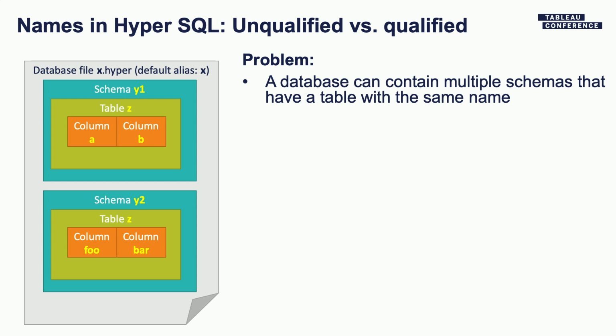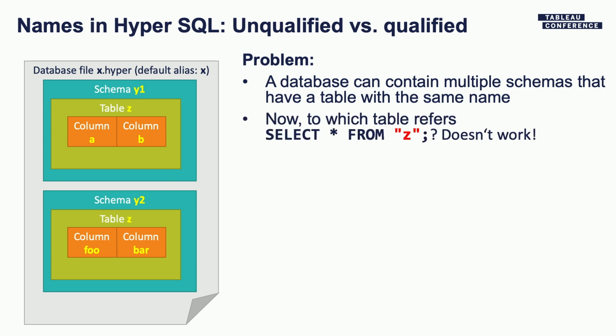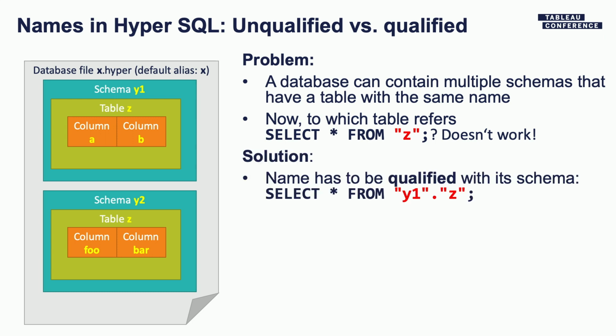First thing, names in SQL. Unqualified versus qualified. A database, so a hyperfile, can contain multiple schemas that have a table with the same name, right? In this case, you see there's the table Z, which is in Y1 and in Y2. That absolutely works. And if you now type select star from Z, which table is it? The answer is it doesn't work. It will say that's ambiguous. The solution is you have to qualify the name. You have to say y1.z. Then it knows, okay, you mean table Z in schema Y1.